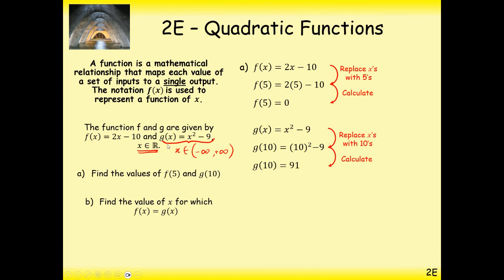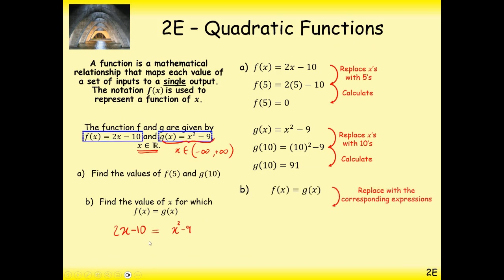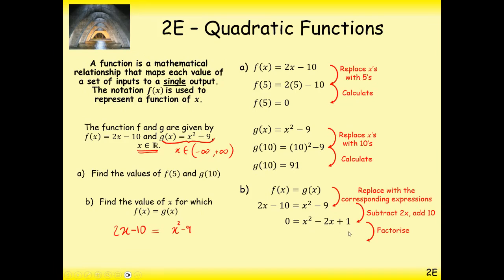Then part B is saying equate 2x minus 10, that's f of x, and set it equal to x squared minus 9 and solve this equation. Knowing how to solve quadratics, first of all we make this equation equal to 0. It makes more sense to leave x squared on the right and subtract 2x and add 10 to both sides. You end up with this expression here. Once you've done that, you'll get a quadratic that's equal to 0. Then you can factorize it and find the roots.